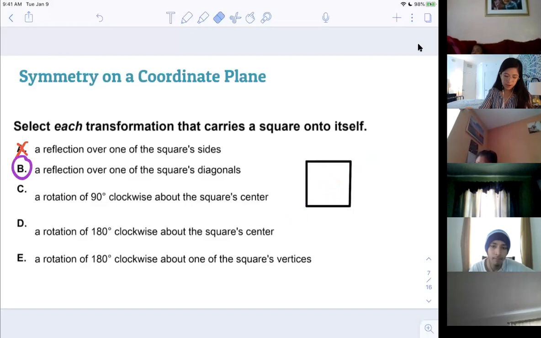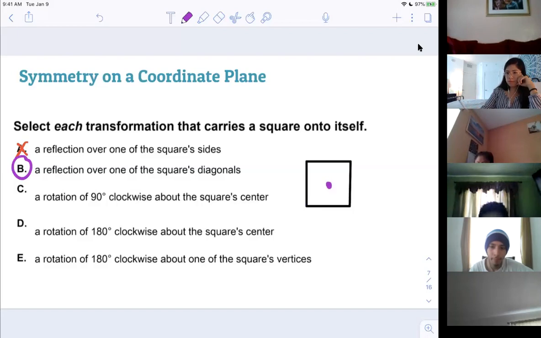All right, next one. A rotation of 90 degrees clockwise about the square's center. That should be an automatic, you know the answer. If I go 90 degrees around the center, will it line up with itself? No. No? Wait, isn't it yes? You think it's yes. Okay, Eric thinks it's no, you think it's yes. Why? Because if you take the square, it's equal. So no matter how you turn it, it's going to look the exact same.